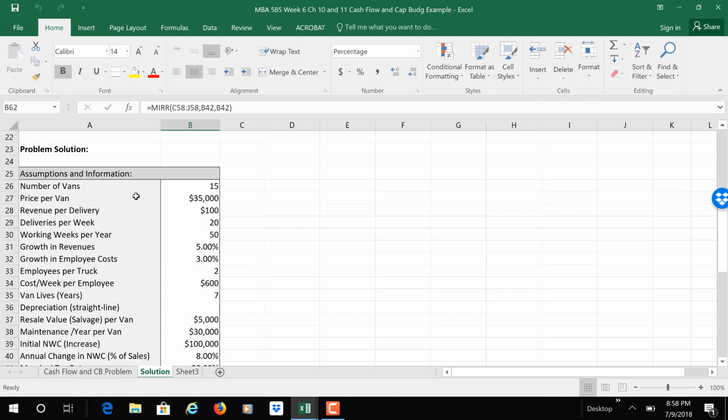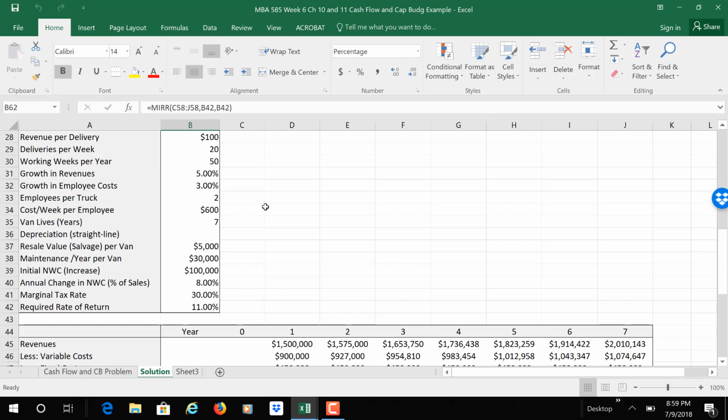So I've identified the number of vans. In this case, that's 15. Johnson wants to provide delivery services for other furniture stores in the area. So they're going to buy a number of vans. We've got an estimate for the price of each van and the revenues they'll make per delivery, deliveries per week, things like that. We also have information about how those items, costs and revenues will grow over time.